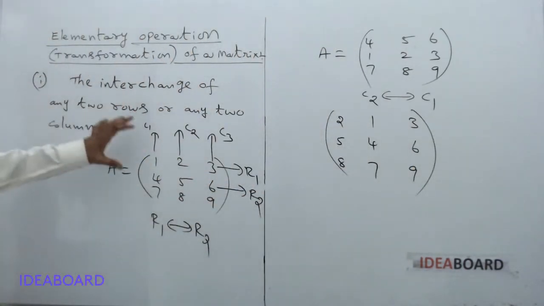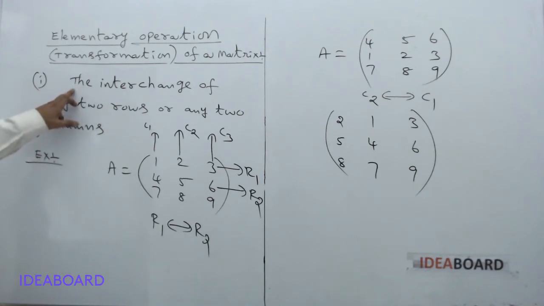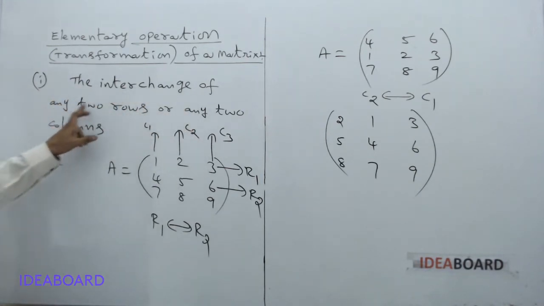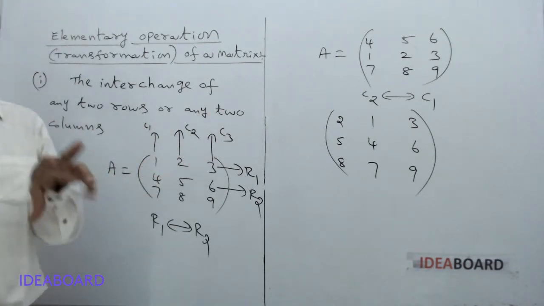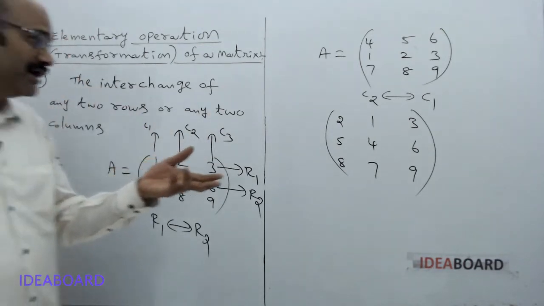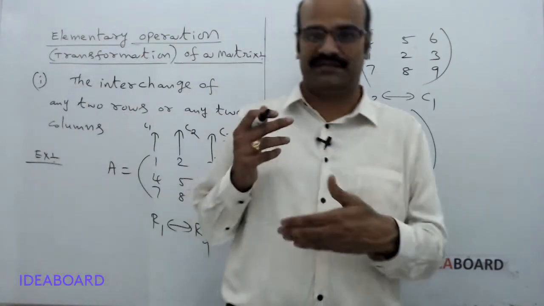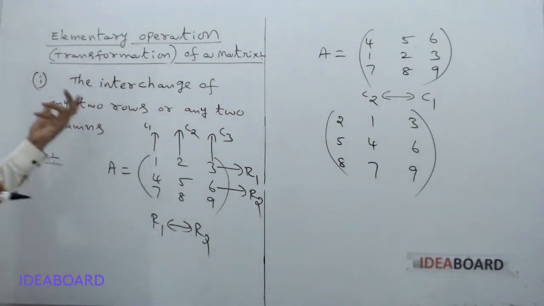So the property is the interchange of any 2 rows or any 2 columns. Whenever you have a matrix, any 2 rows can be interchanged and any 2 columns can be interchanged. This is the first property.